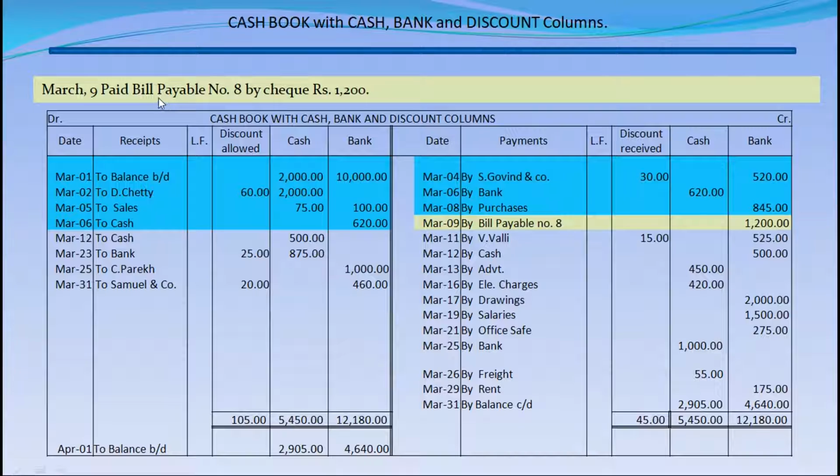March 9, paid bill payable number 8 by check, 1200. This is a payment by check, so we have to record in the bank column 1200, the narration being by bill payable number 8 on March 9.